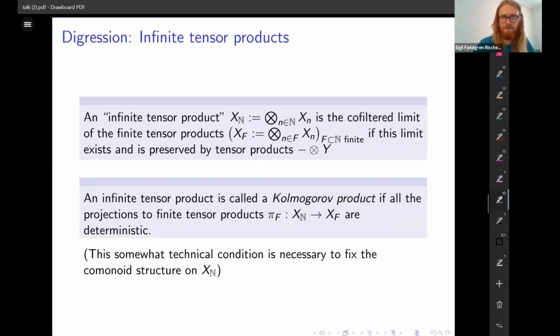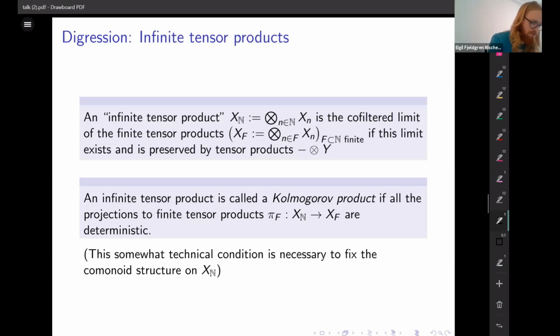To explain that, I need to introduce a little bit more technology. So we're in a symmetric monoidal category, so we have tensor products of finite sets of objects. But to make sense of this infinite family of random variables, we need to introduce this notion of an infinite tensor product. So the way we do this is that we define the infinite tensor product, which we're going to write as the tensor over the natural numbers of a family of variables indexed by the natural numbers. This is the co-filtered limit of all the finite tensor products of subsets of those objects.